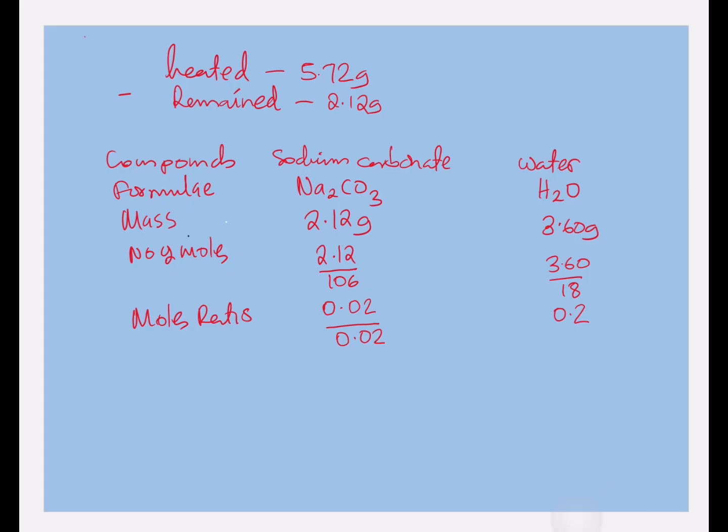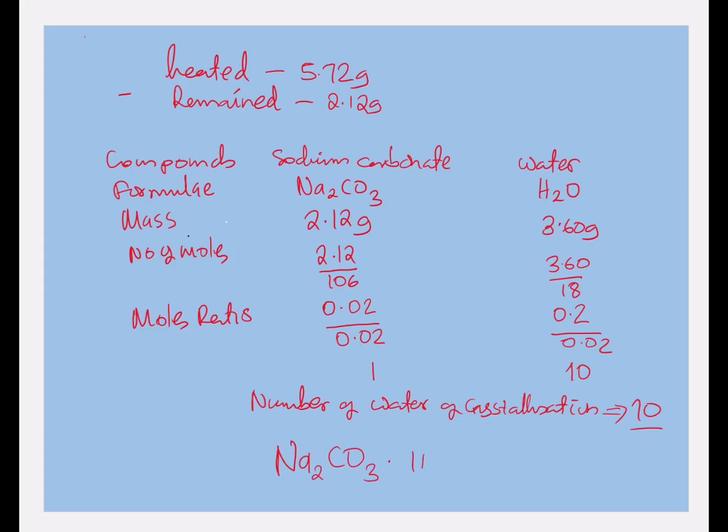So we are supposed to get the simplest ratio. We divide these two numbers by the smaller value, which is 0.02. This gives us a ratio of 1:10. So the value 10 there represents the number of water of crystallization. So the number of water of crystallization is equal to 10. And from there, we can now write the formula. The formula is going to be Na2CO3·10H2O.